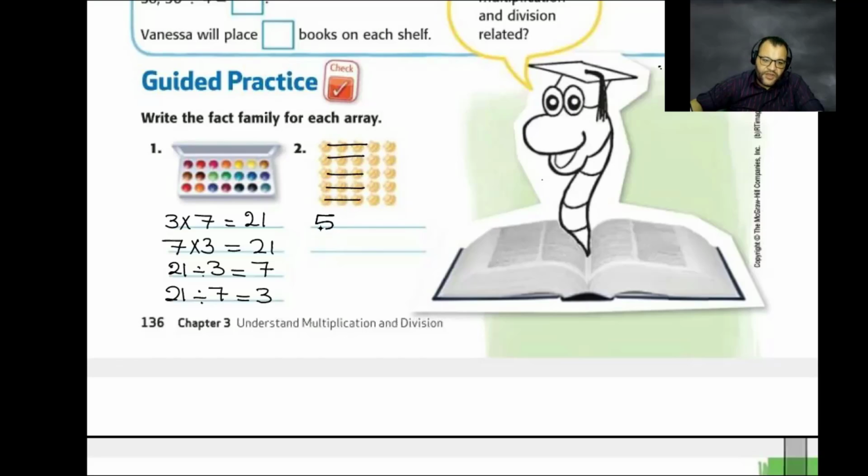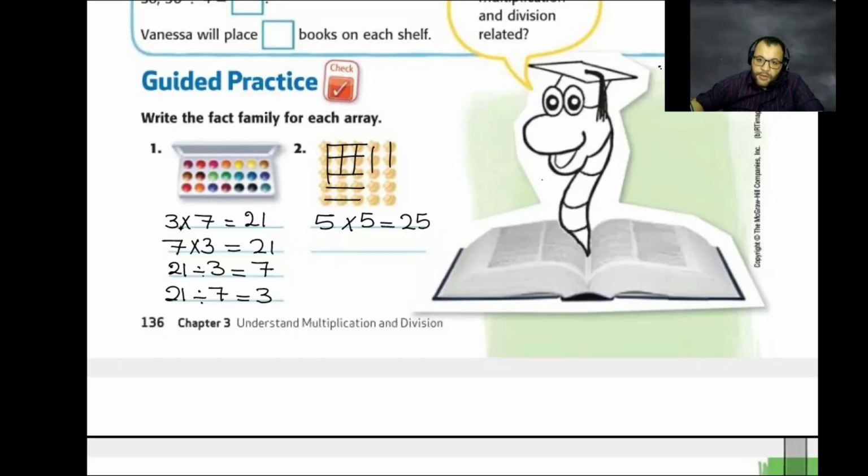So it will be 5 times the other factor, which is 1, 2, 3, 4, 5. So it will be 5 times 5, which equals 25. Because the two factors are the same, we have only two fact family for this one.